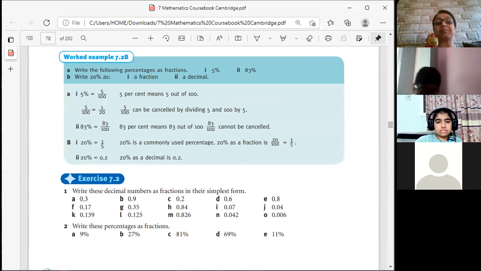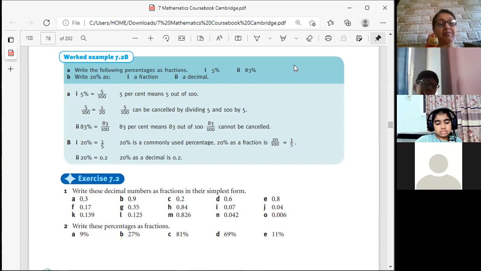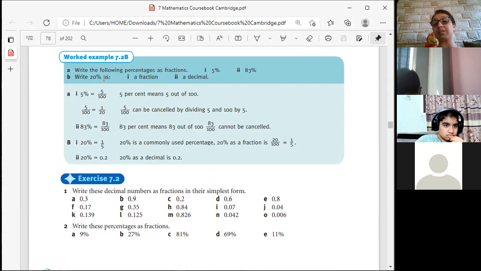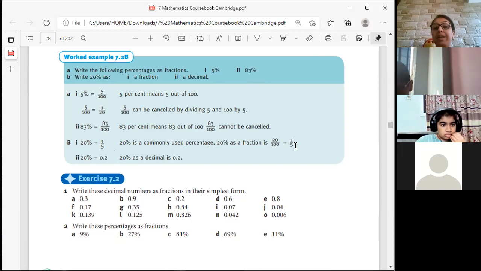What is 5%? 5% means 5 upon 100. Can I reduce 5 upon 100? Yes, I can, with the 5 times table. So I will get 1 upon 20. Same way, 83% means 83 upon 100. I cannot reduce it further, so I will keep it as it is. 20% means 20 upon 100. I can reduce it to 1 upon 5 because both 20 and 100 go in the 5 times table. So I get 1 upon 5. Is it very clear?